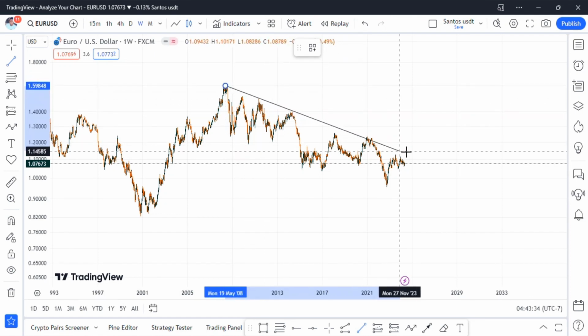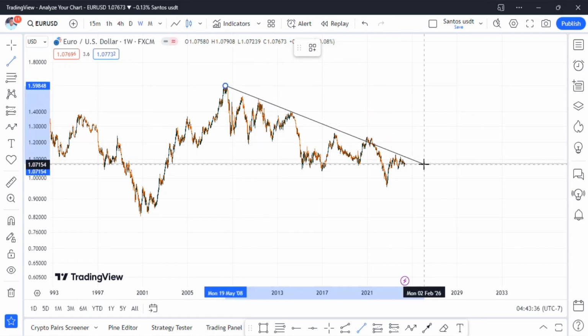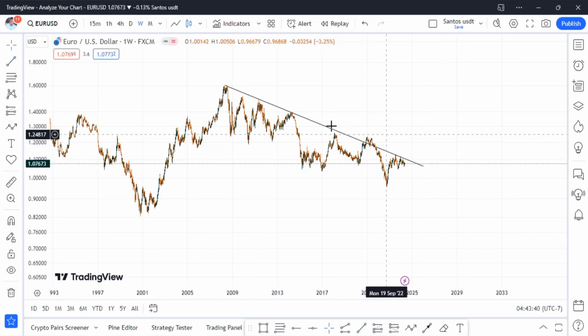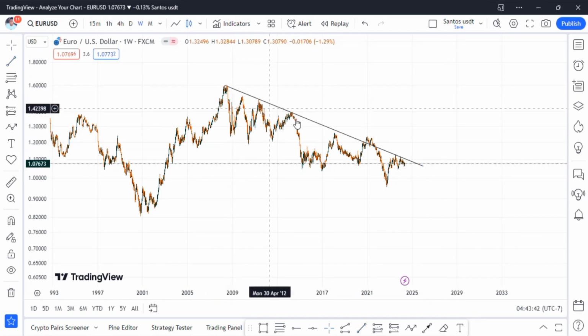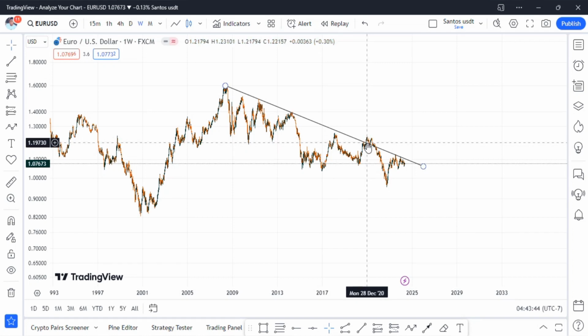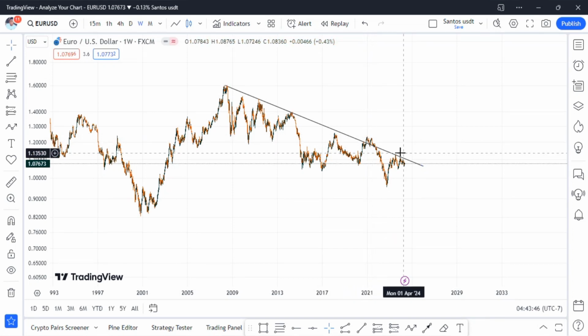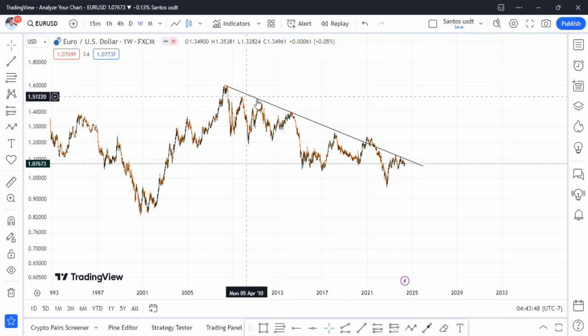Let's look for the resistance trend line. This is the resistance trend line. So we work on multiple touches. You have first touch, second touch, third touch, and fourth touch. You need a breakout and a fake breakout here. You can see the market is respecting this trend line.